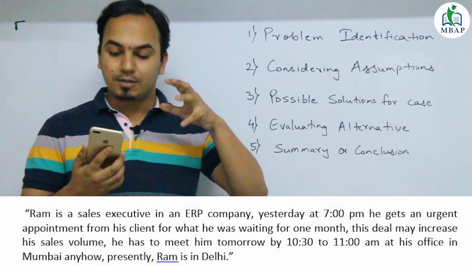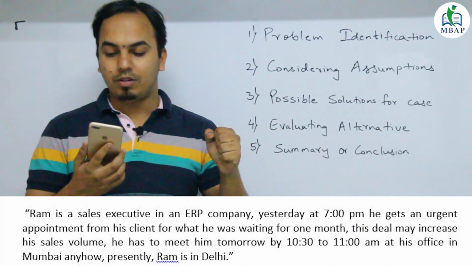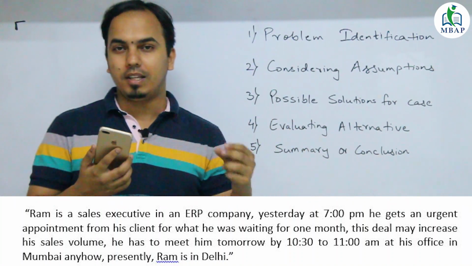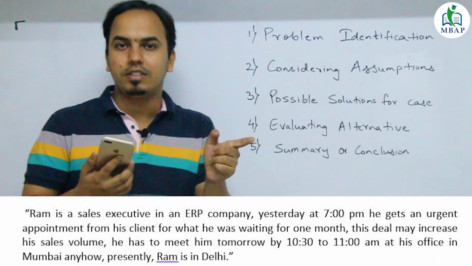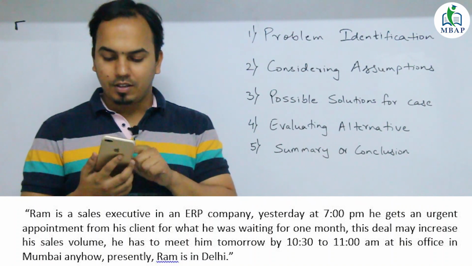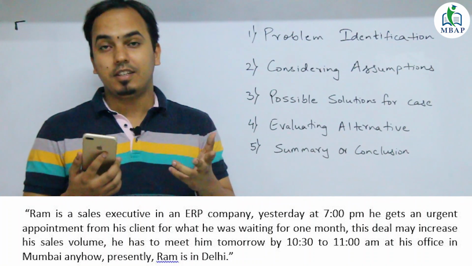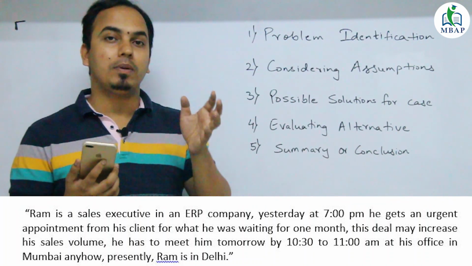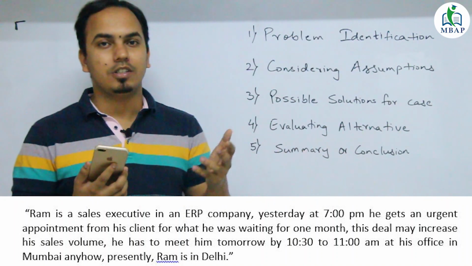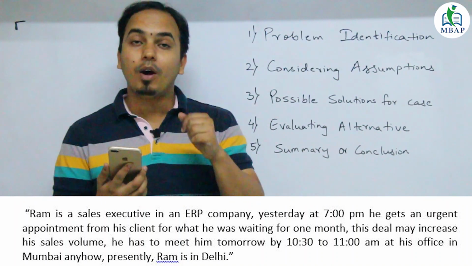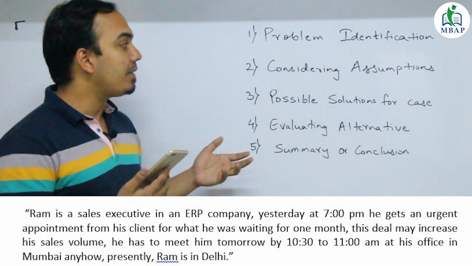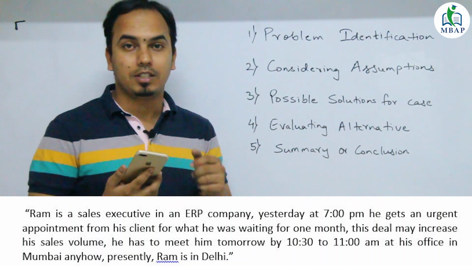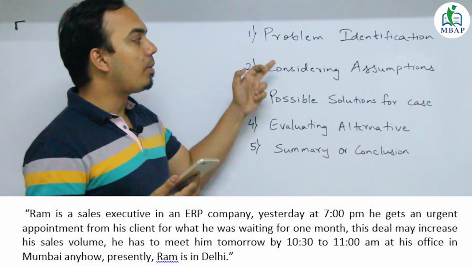Now he's in Delhi, and this entire situation comes up where he's waiting for a particular client meeting, and suddenly the client calls and he has to reach tomorrow morning anyhow, and currently he is not in the same location. Now this is a very simple case which students have got in previous years of Narsee Monjee case discussions. How you are supposed to approach these 5 points is what I'm going to tell you in this video. Understand the problem identification.